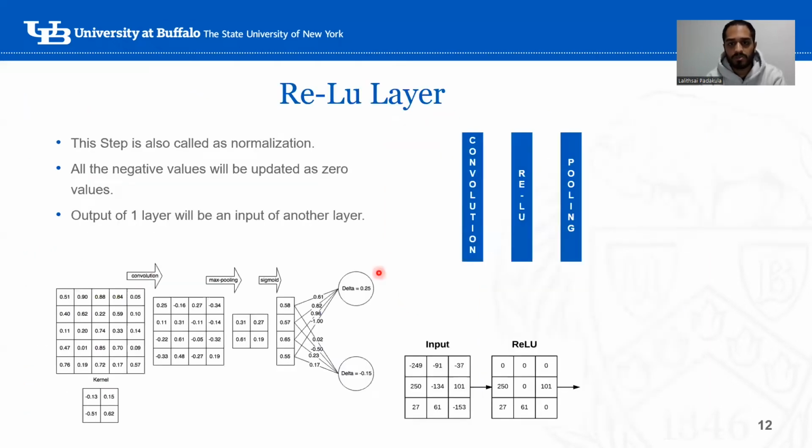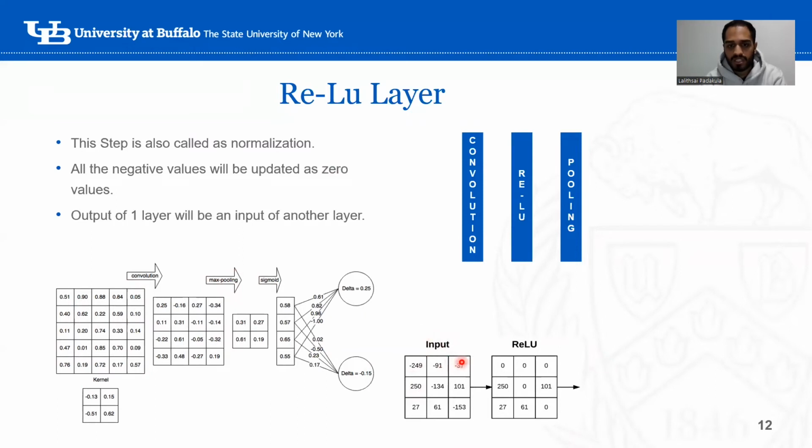And coming to the next part, the ReLU layer. This is the second step after the convolution layer. This is called normalization. Why? Because all the negative values which we get after the convolution will be updated to zero. You can see over here, whatever we get after the convolution is this table. It is showing max pooling, but before that, this is what is happening here.